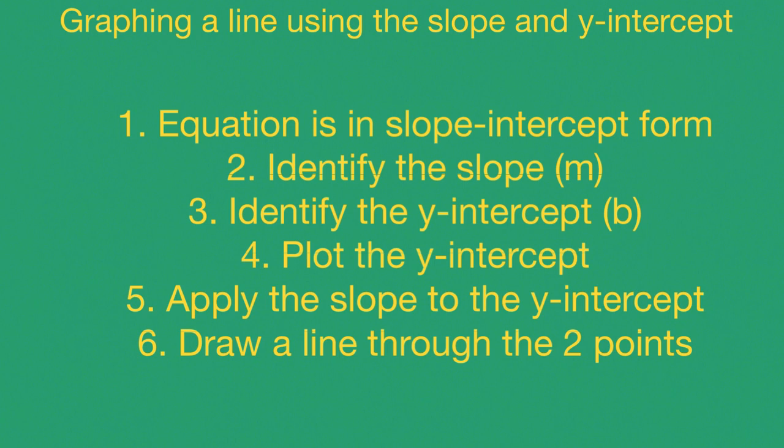Guys, remember in the alphabet, the letter B comes before the letter M. Therefore, the y-intercept always goes on the graph first. B comes before M, so if you need to remember that, the y-intercept will go onto the graph first. That is going to tell us where we can rise and run from. Without that y-intercept, I don't know where to rise and run from.